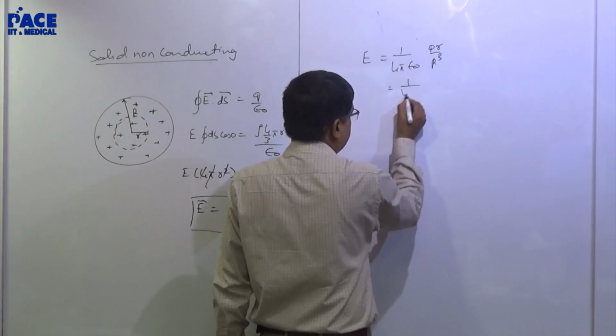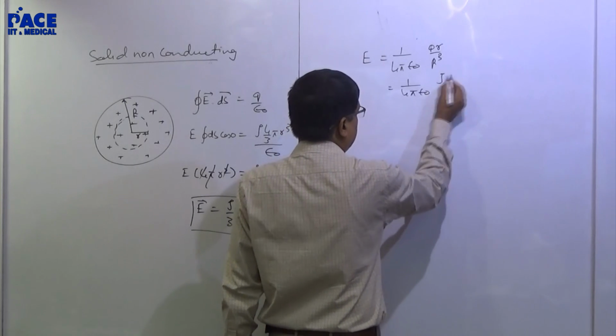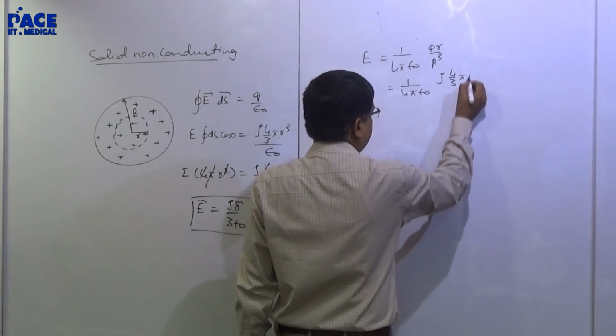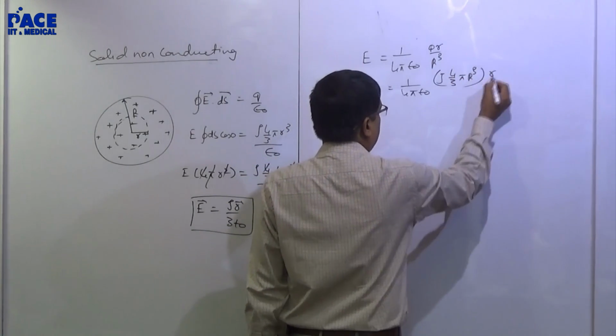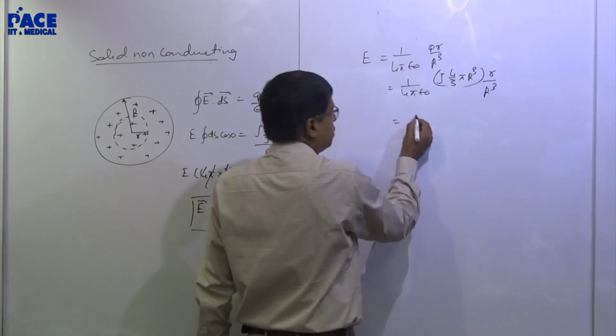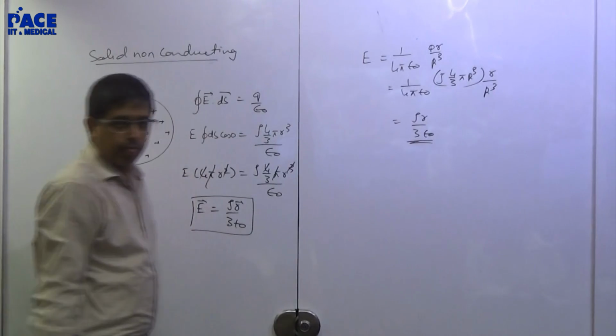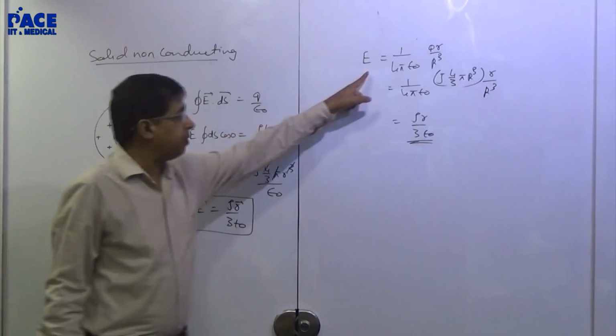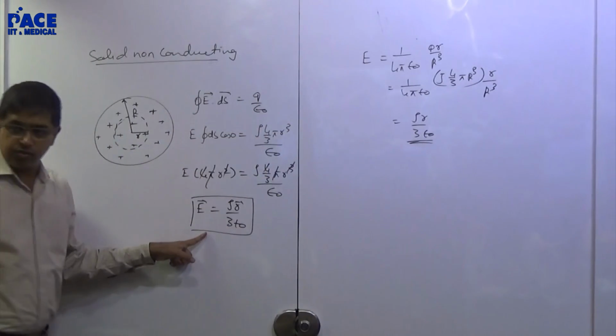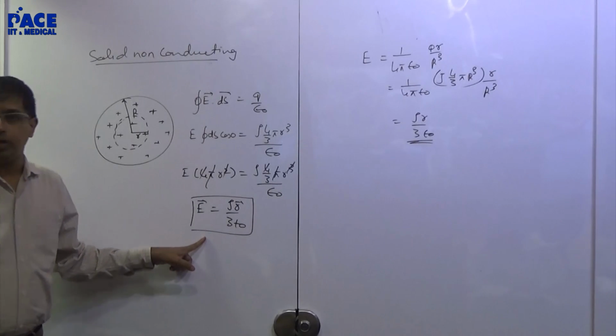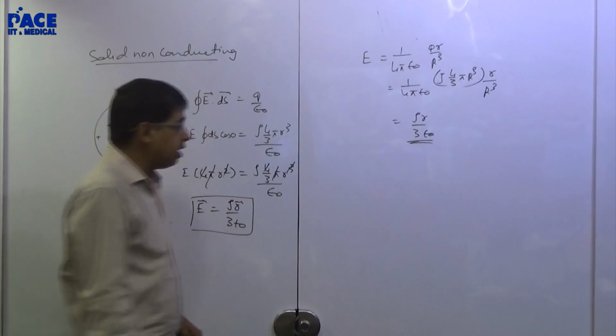How did he do it? 4 pi epsilon naught, rho into 4 by 3 pi capital R cube, r by R cube. This will turn out to be rho r by 3 epsilon naught. This is what we have told you previously. It is as good as this: rho r by 3 epsilon naught. Rho is the charge density.